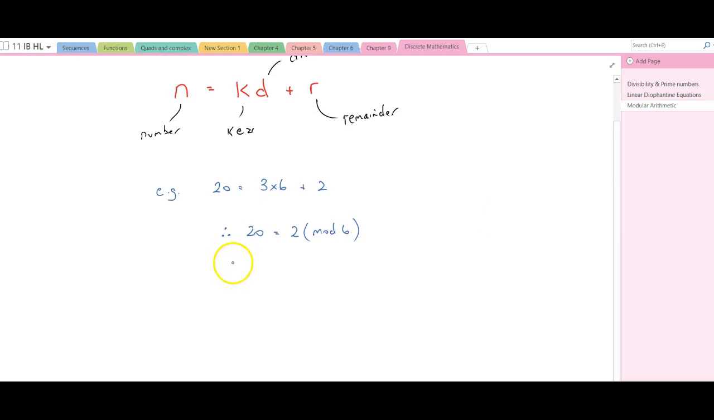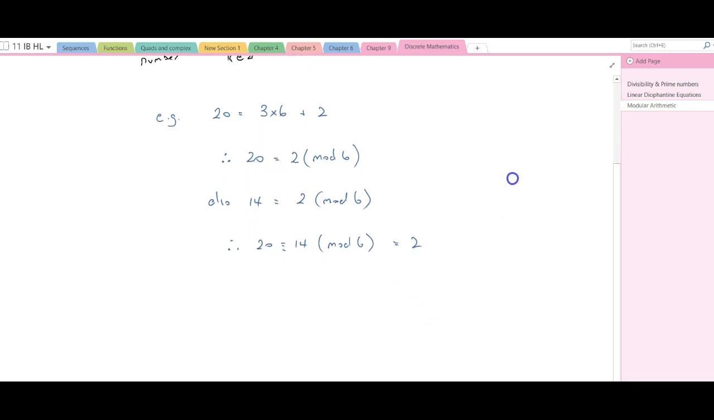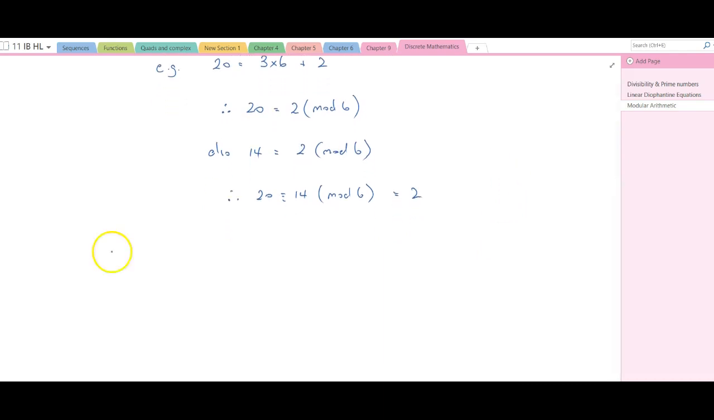So we could also say 14 is equal to 2 mod 6, and therefore 20 is congruent to 14 in modulo 6, which is equal to 2. The remainder is the same. Okay, now we start looking at some properties.